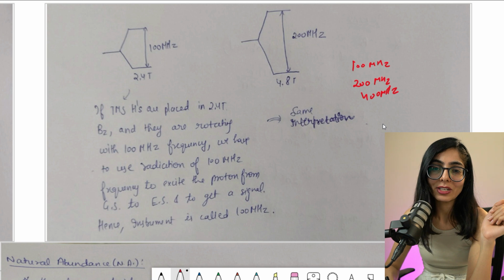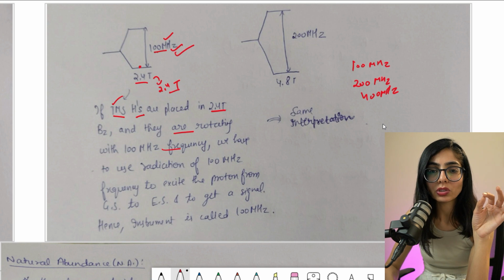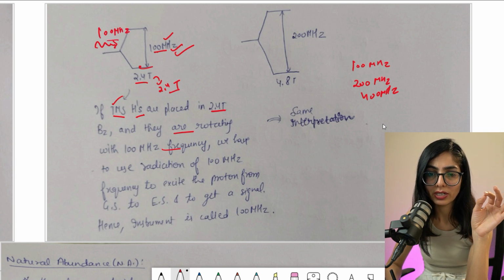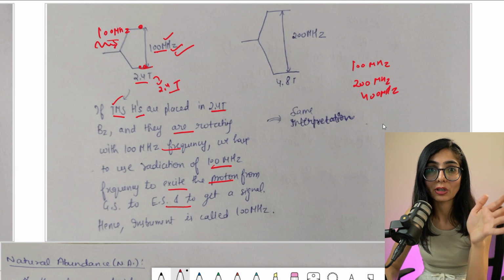So any nuclei, if kept in, suppose, a 2.4 Tesla magnetic field, fine, and the energy difference is 100 megahertz. Suppose I have taken these TMS hydrogens, they are placed in 2.4 Tesla and they are rotating with this frequency. What will happen? We'll use radiation. I told you, whatever the difference is, we have to use radiation of the same level. So we'll use radiation of 100 megahertz only to excite the proton from ground state to excited state to get a signal. I have been repeating this since the start of this lecture.